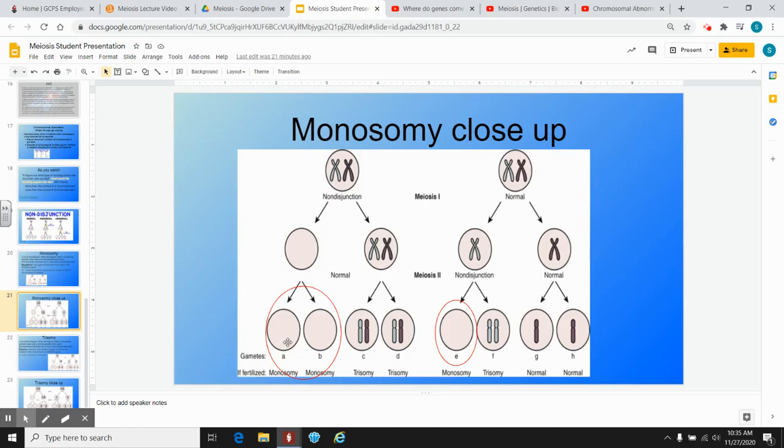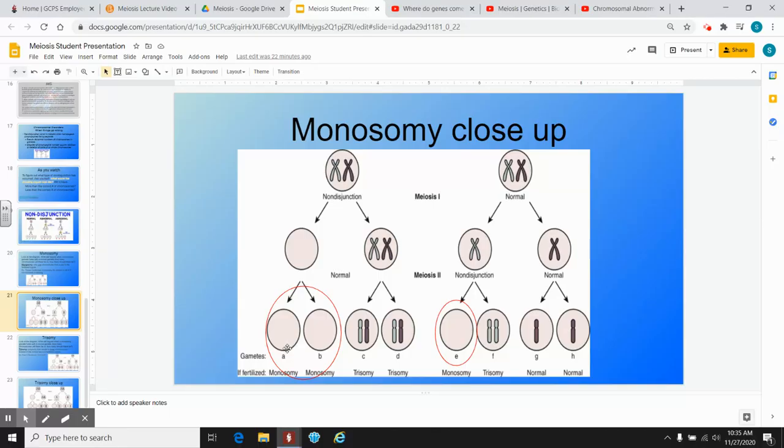So then, let's say egg letter A is fertilized by a normal sperm, and they came together and formed the zygote. They wouldn't have the correct number of chromosomes, right? Because this donor egg doesn't have any chromosomes to give. And that's going to cause some problems.